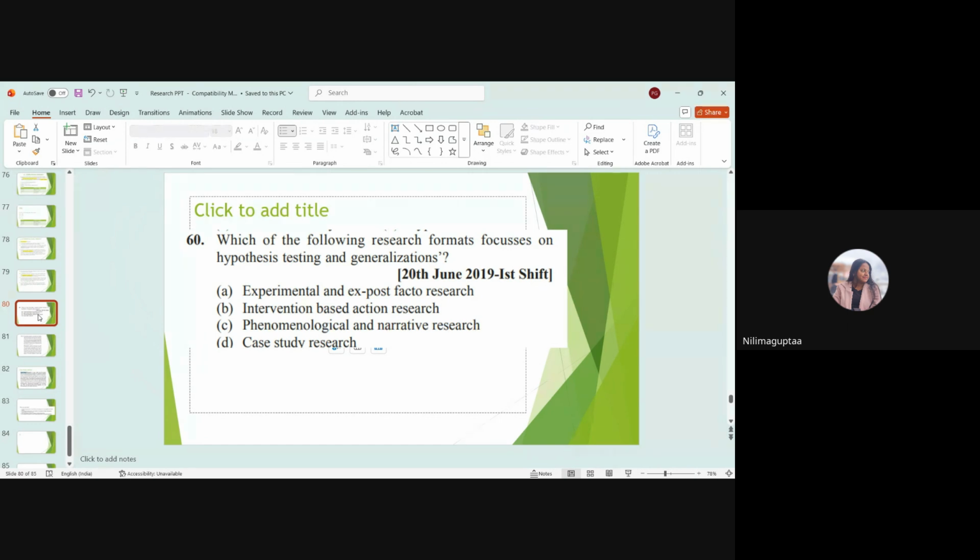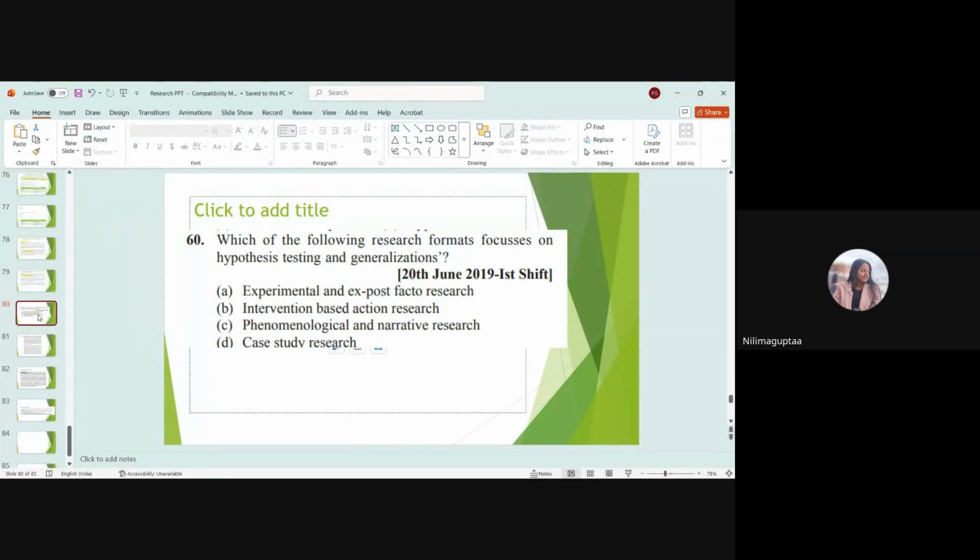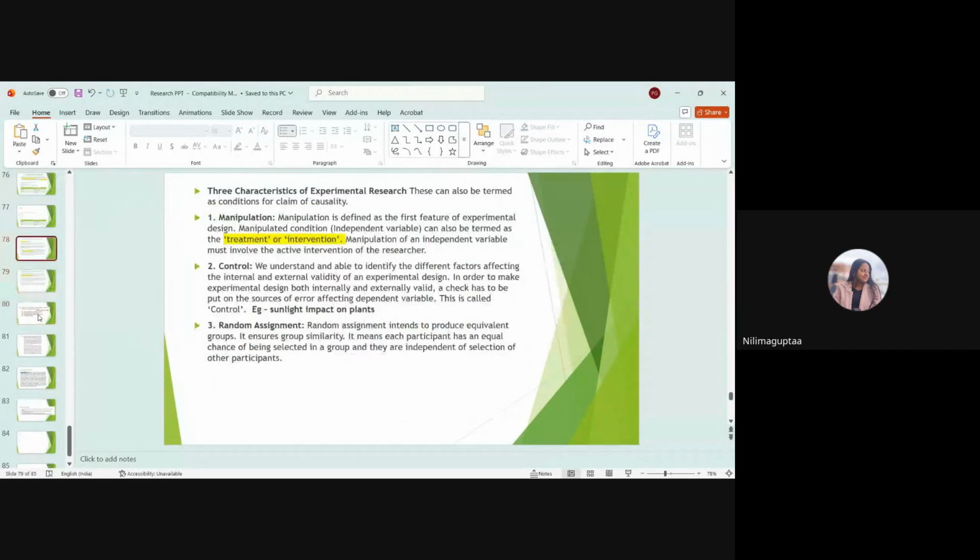There's this one question from 2019. Which of the following research formats focus on hypothesis testing and generalization? Perfect. It is experimental research. So experimental research is research in which a systematic and scientific approach has been used, and it focuses on hypothesis testing and generalization, because that we have studied right away here.